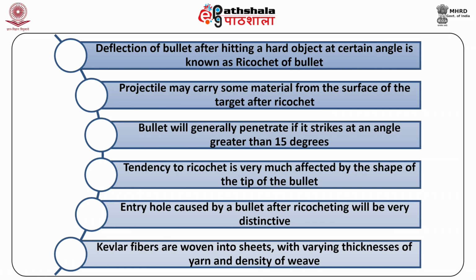The Kevlar fibers are woven into sheets with varying thicknesses of yarn and density of weave, called denier, to provide the particular properties required.